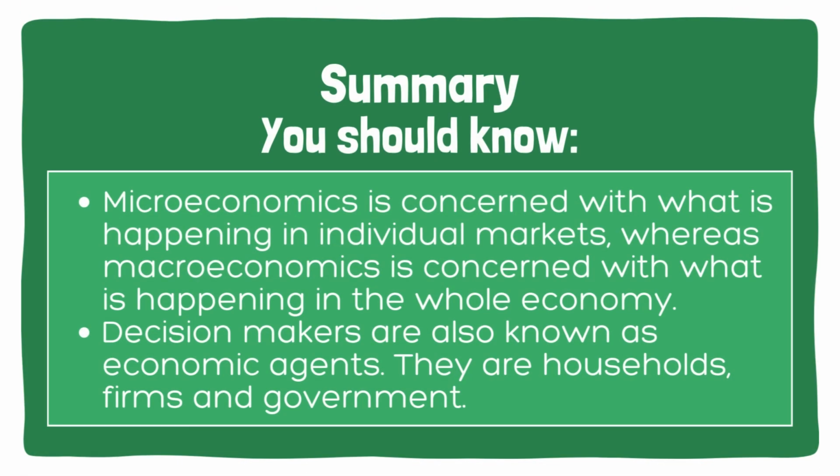In summary, microeconomics deals with what happens in individual markets, while macroeconomics looks at what happens in the economy as a whole. The main decision makers or economic agents are households, firms, and government. Together, their decisions shape both microeconomic activity and the broader macroeconomic environment.